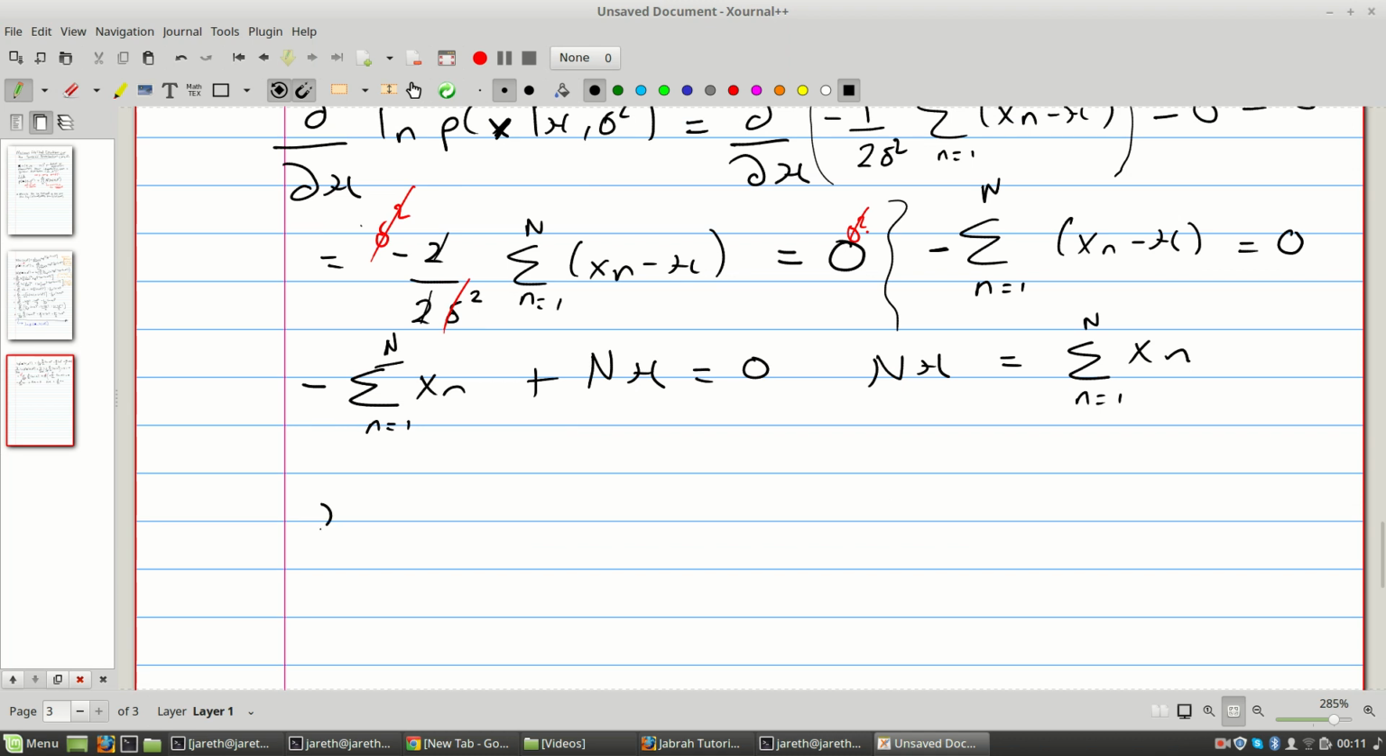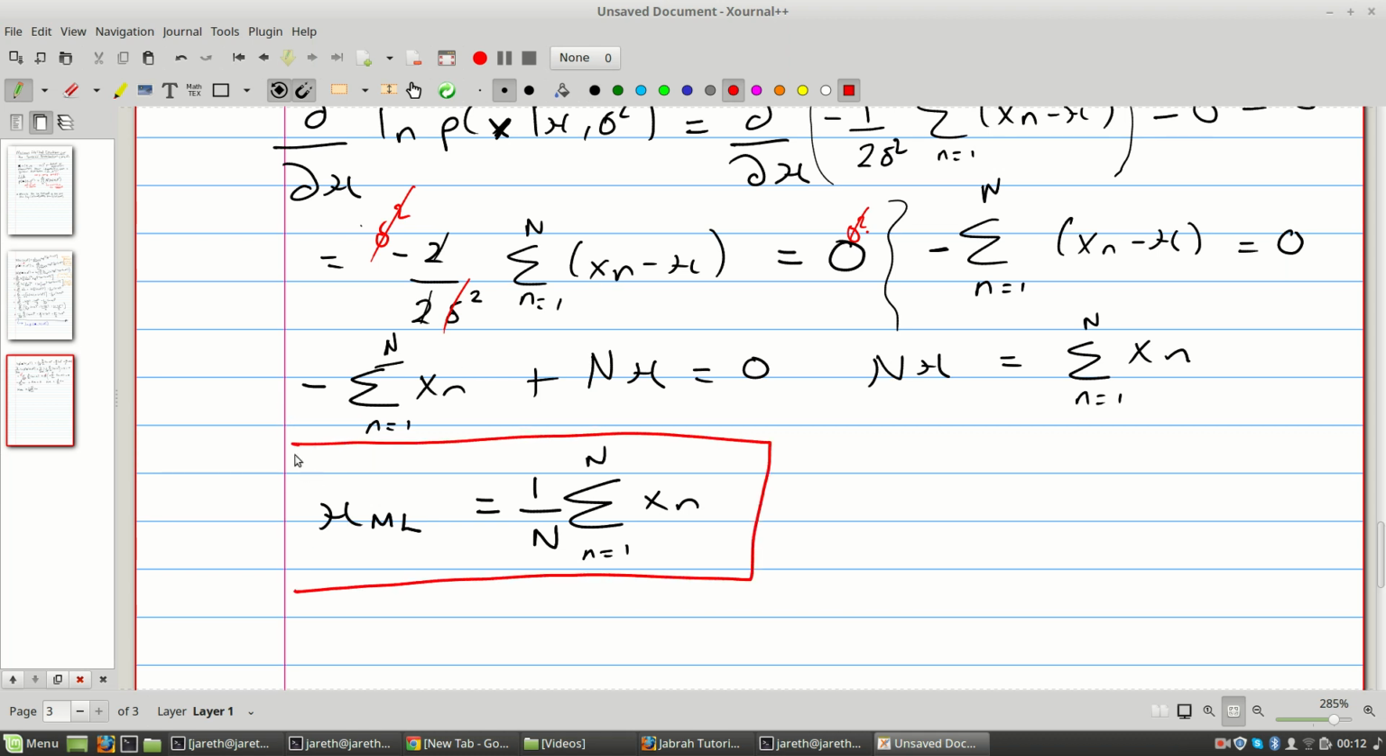and that means mu, as per the maximum likelihood estimate, should be equal to, what should this be equal to? The summation from n equals 1 up to N of xn times 1 over N, right? Okay, so this is our first result. And we call this our sample mean. So this is our sample mean.